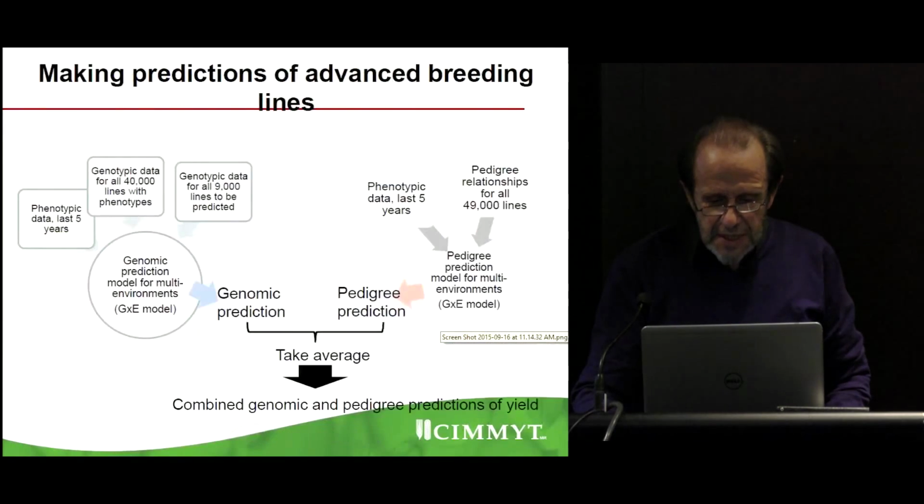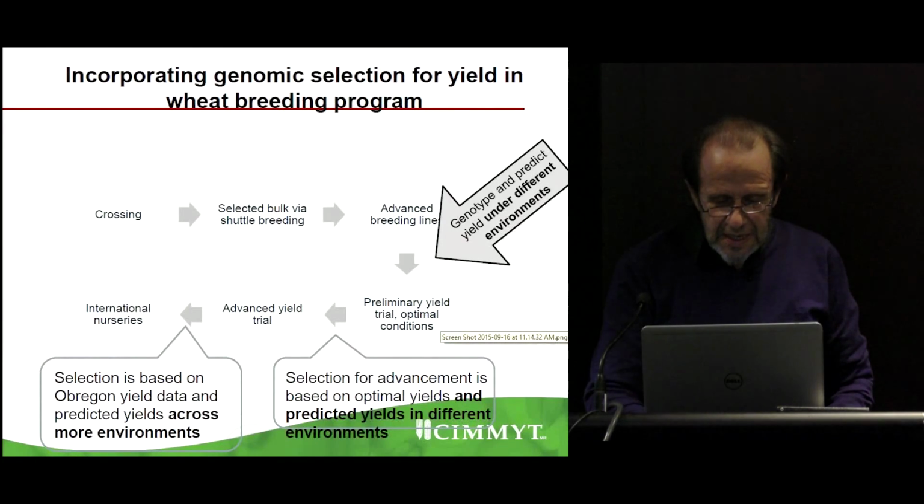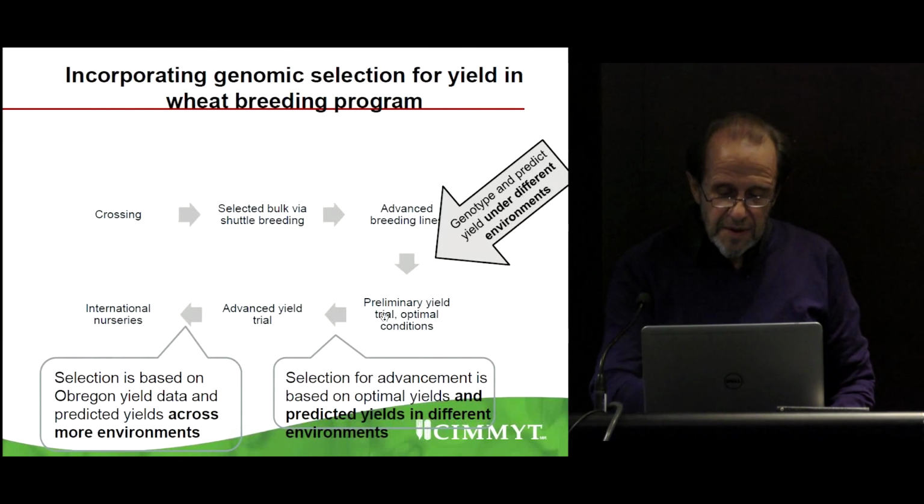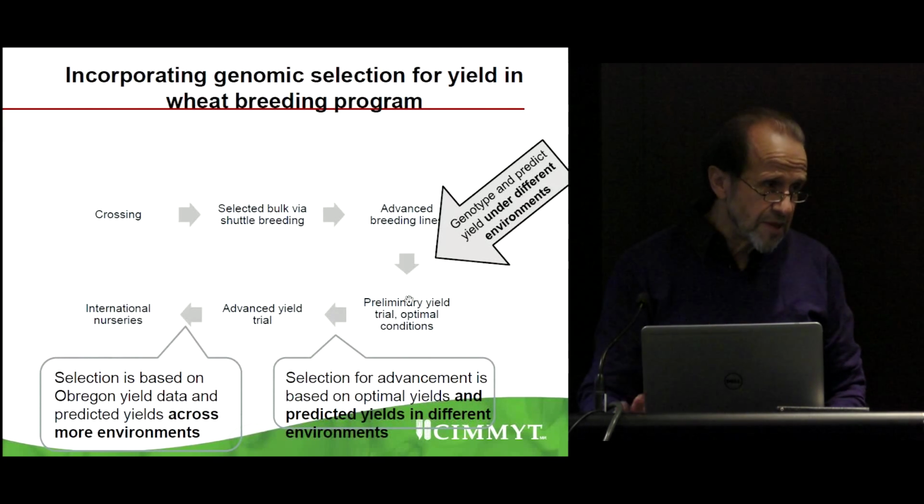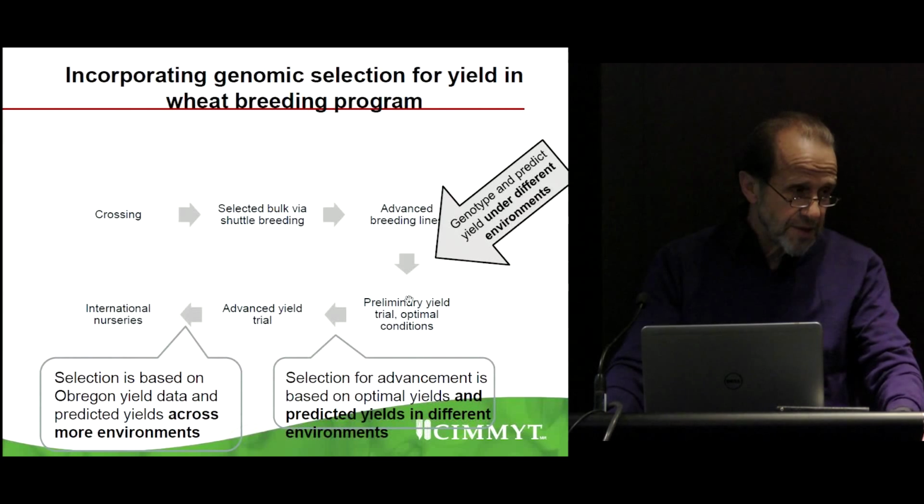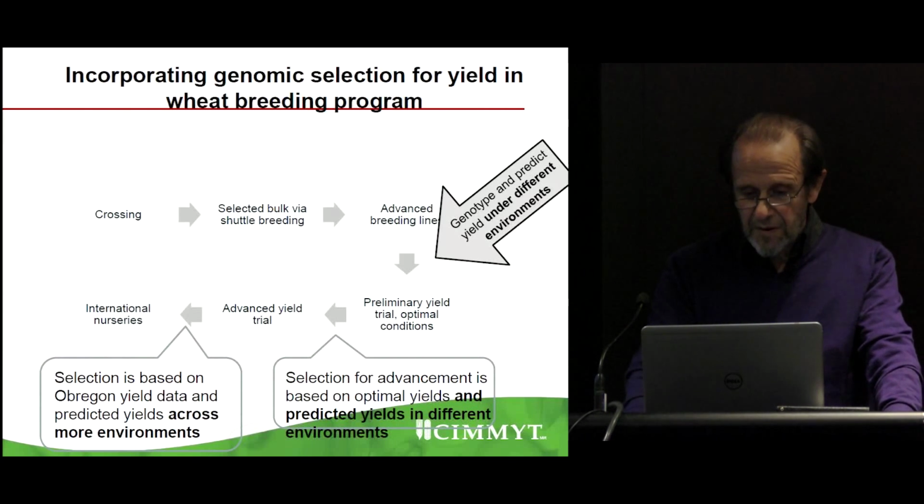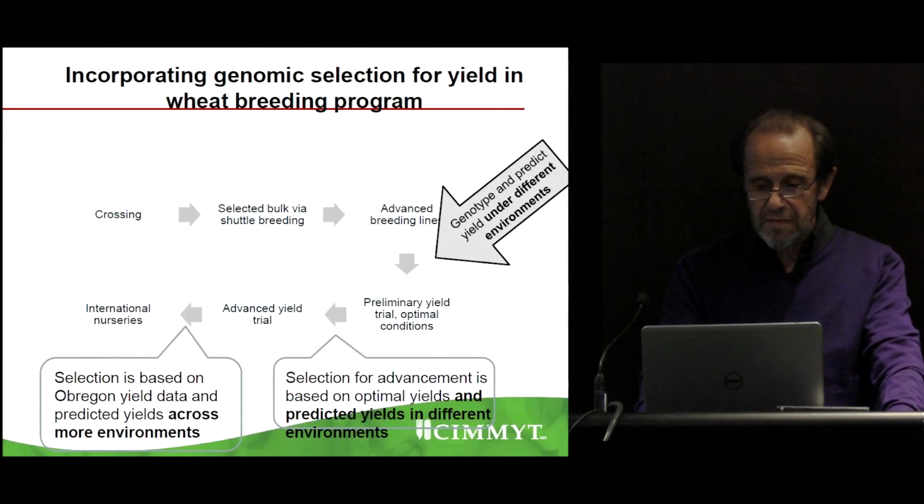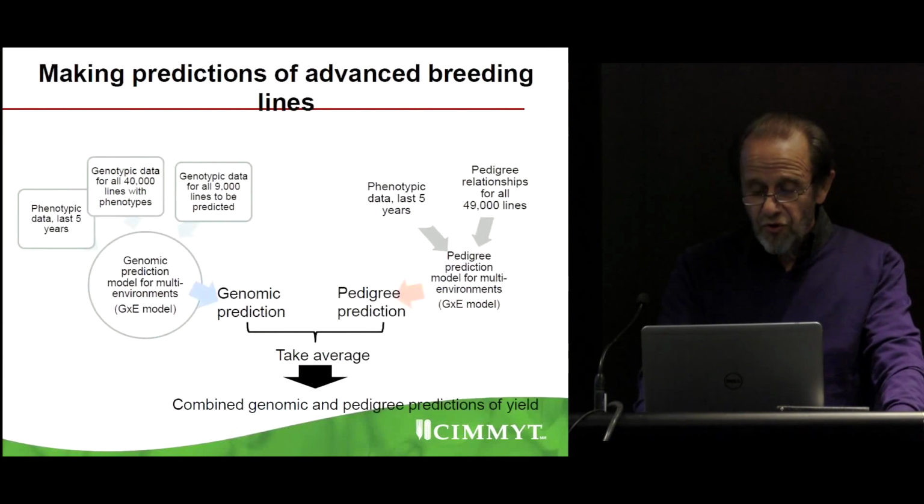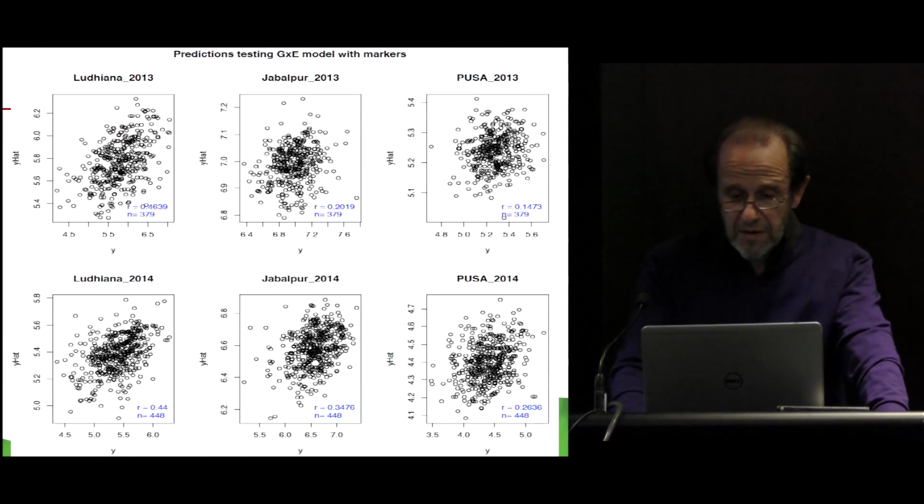The GIDs that were tested in India are coming from the 10,000 yield trials. So there should be a relationship. So the predictions, these predictions, they don't look bad.